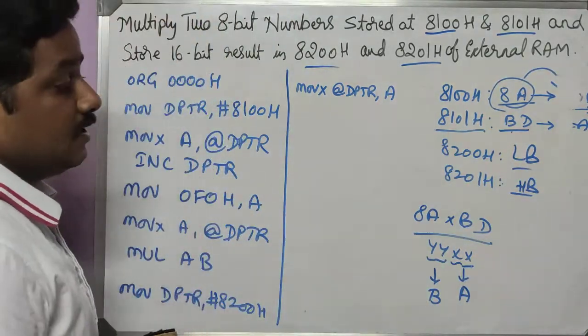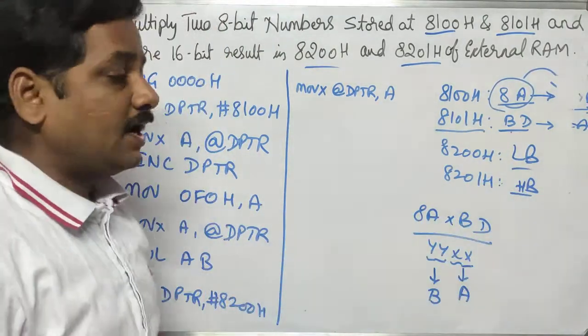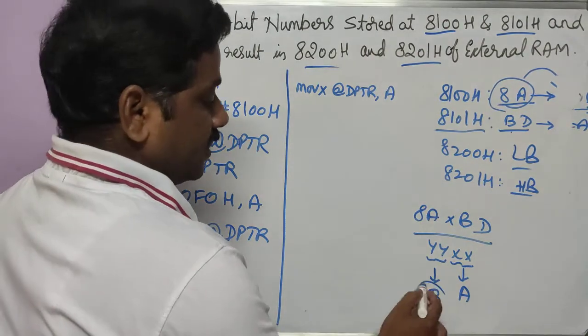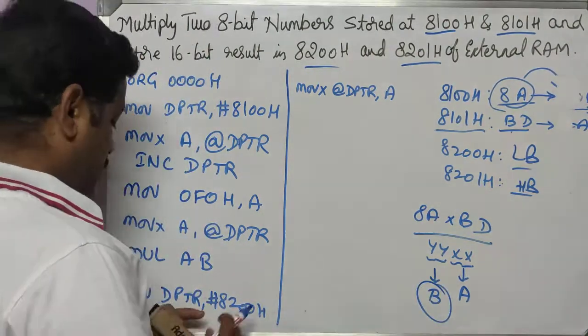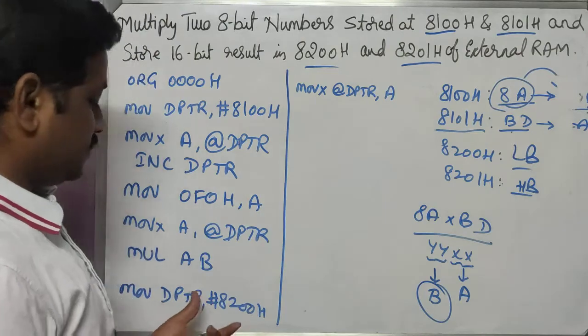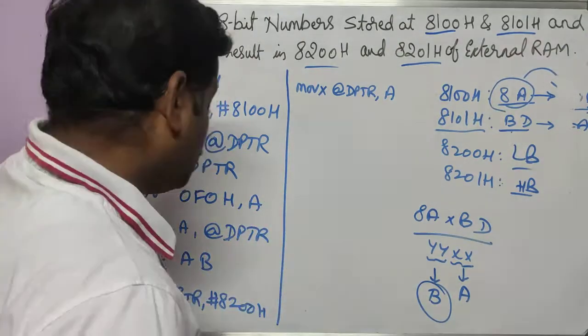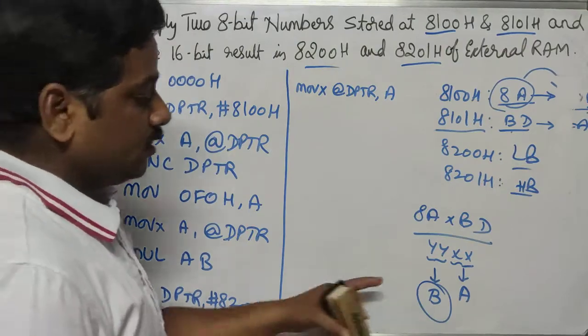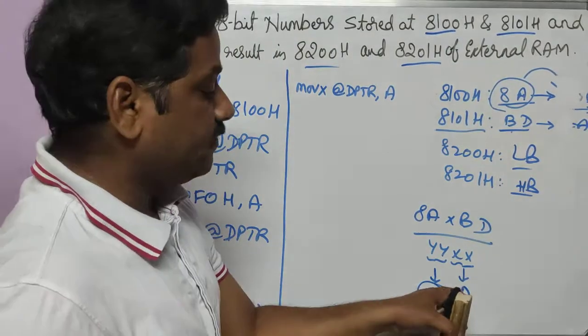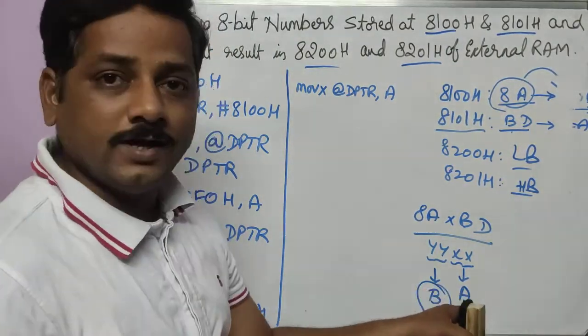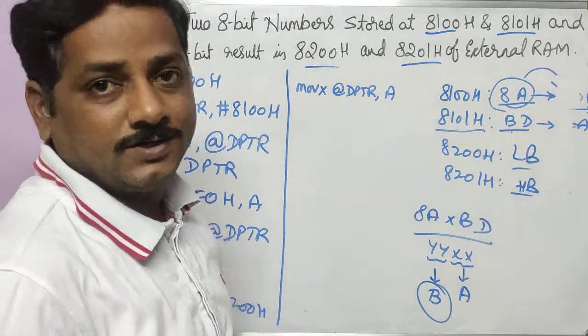Okay. And you should get the higher byte now. Where do we have that higher byte? We have it in B. So you can't write an instruction like this. B cannot be written over there. So for that what we do, we take from B to A, and from there I will give it to 8201.